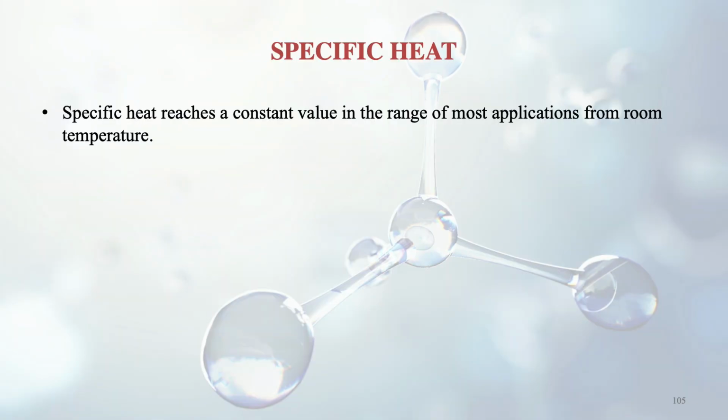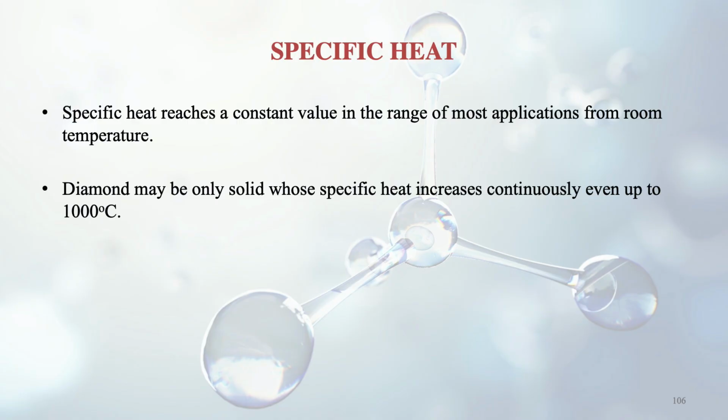The specific heat actually reaches a constant value in the range of most applications from room temperature. So around room temperature, specific heat is constant. And diamond is one substance whose specific heat increases continuously up to 1000 degrees centigrade. So diamond is one kind of exception whose specific heat actually goes on increasing up to 1000 degrees centigrade.